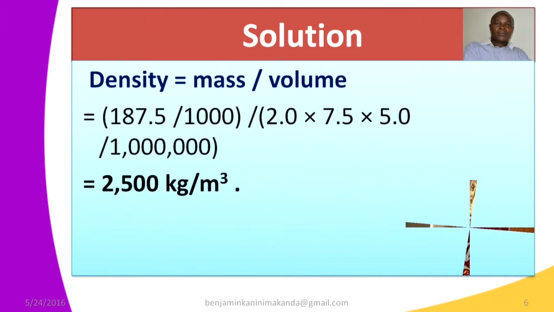So basically, what we are trying to learn here is how we relate density, mass, and volume. The formula itself gives you the definition of density as mass per unit volume. Actually, density is the ratio of mass to volume. Mass in kilograms, volume in meters cubed. And this is how we end up calculating. That was our example number 1.